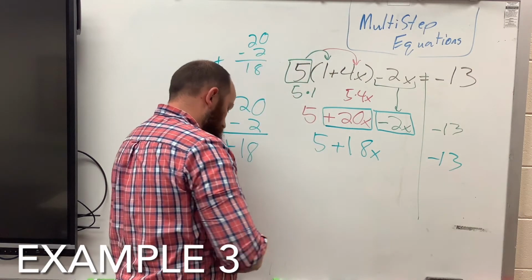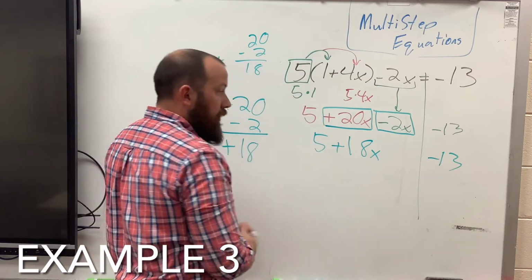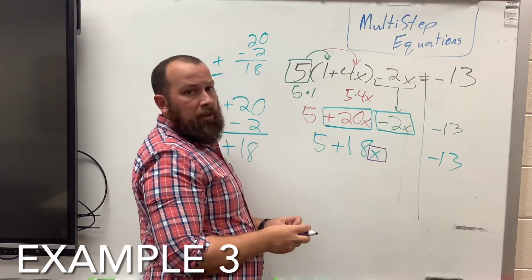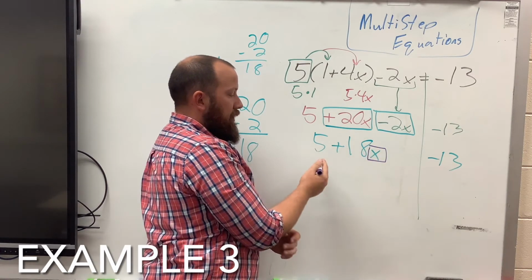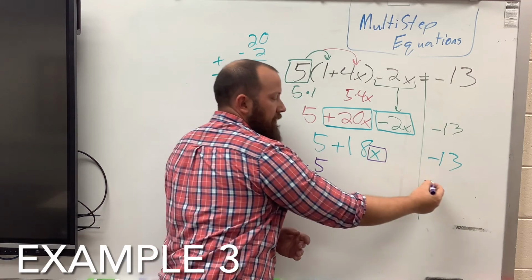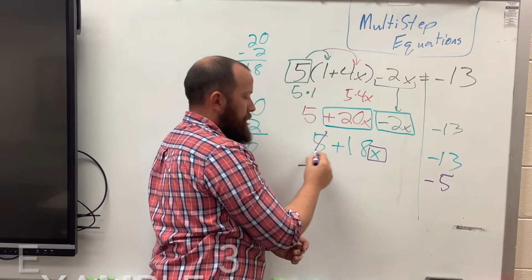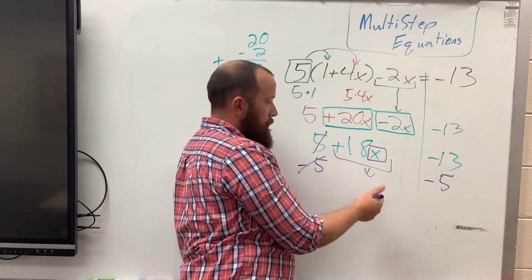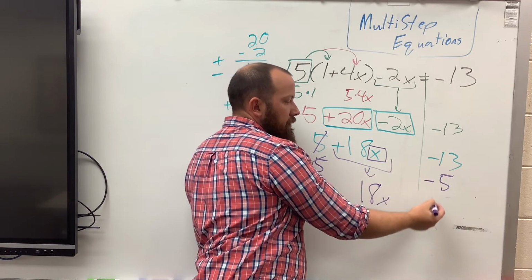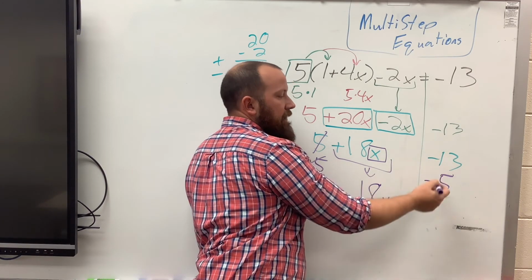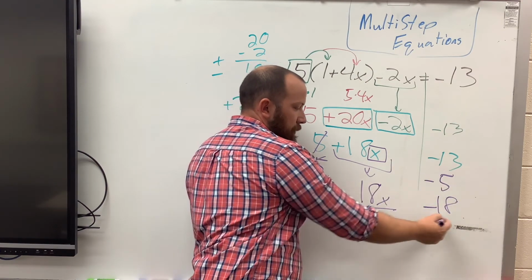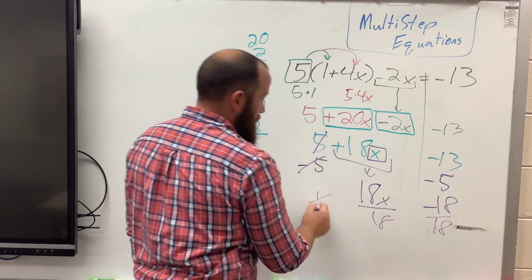Now we have a simple two-step equation that we've been doing all along. Put a box around my variable, get rid of the first thing from it, which is called the constant. It's positive 5, so I get rid of it by subtracting 5 from both sides. Then I bring down my 18x, and since both are negative, I add them and have a negative sign, and then I divide by 18 on both sides. That gives me x equals -1.